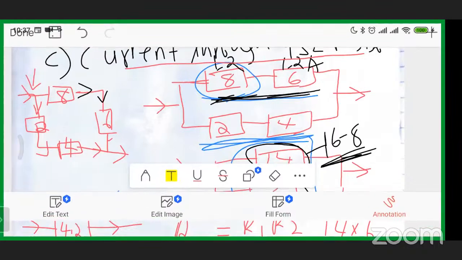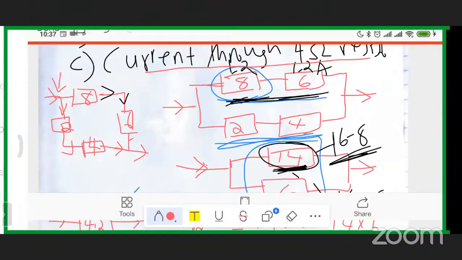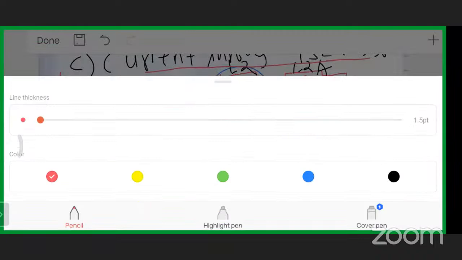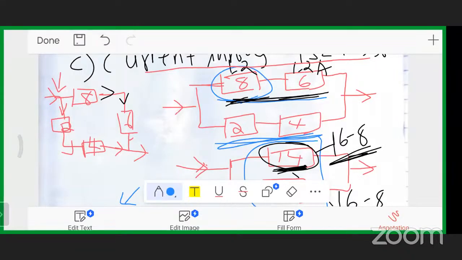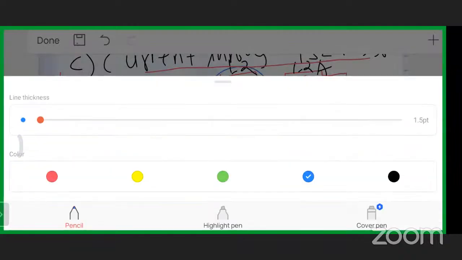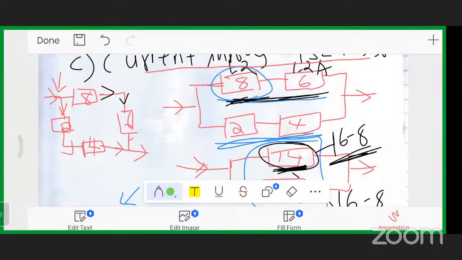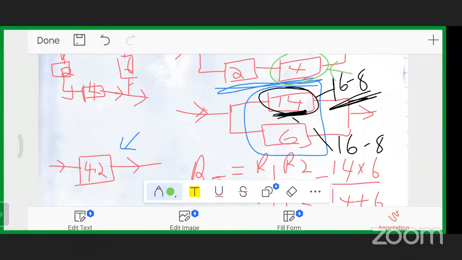Which pen color now? Blue. No, blue we have used. We can use green. I don't know that it's visible. So we want this one here, the 4 ohm. Check, the 4 ohm was down here and it was reduced to 6 ohm. And there's something we know about the 6 ohm resistor: the voltage is 16.8. We already found that in the previous section.